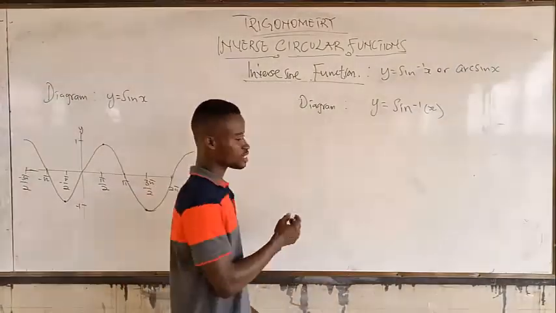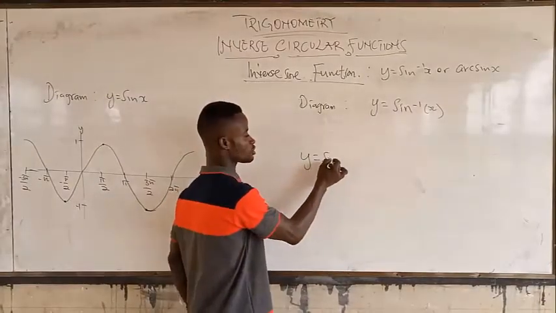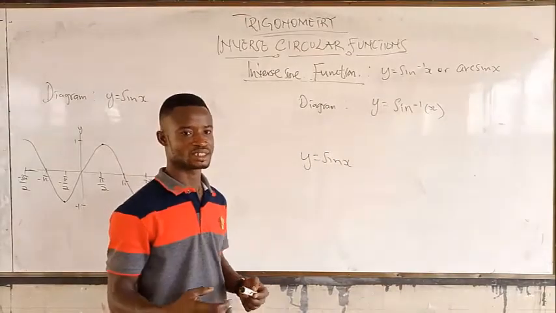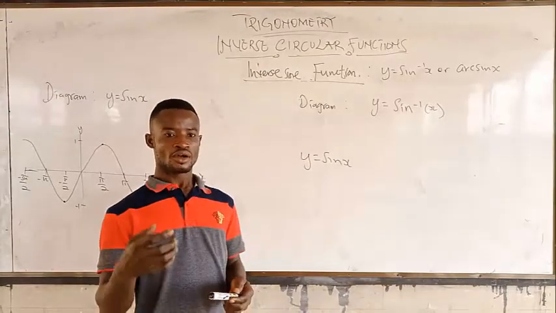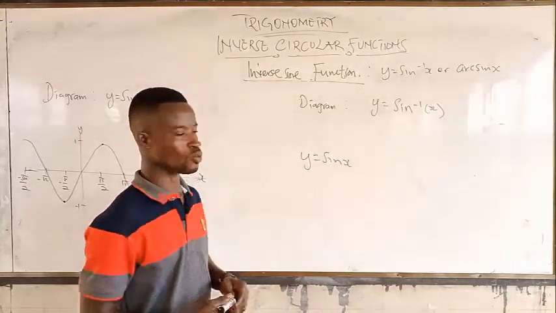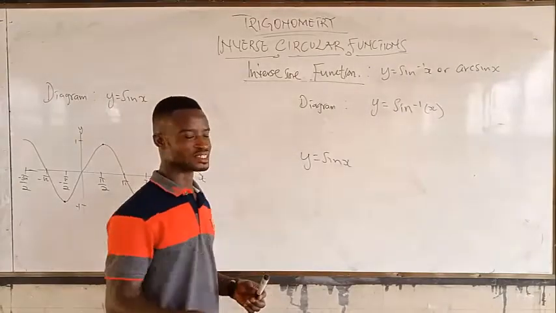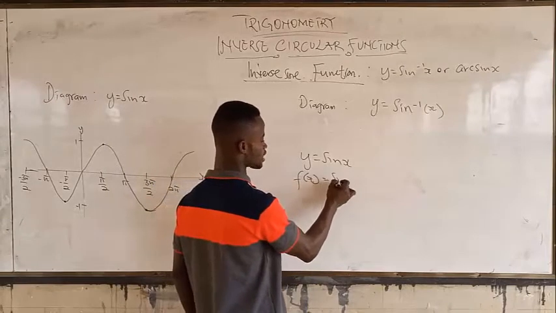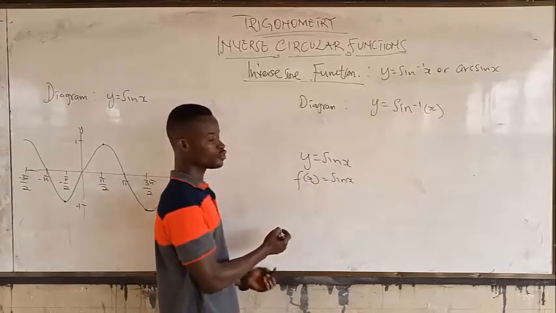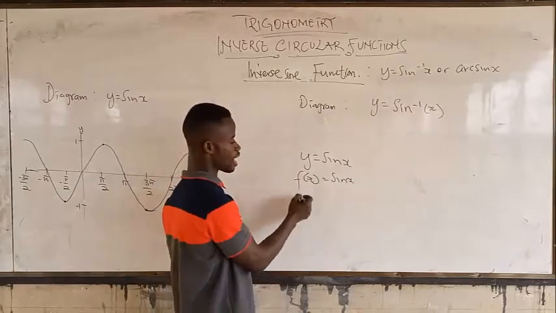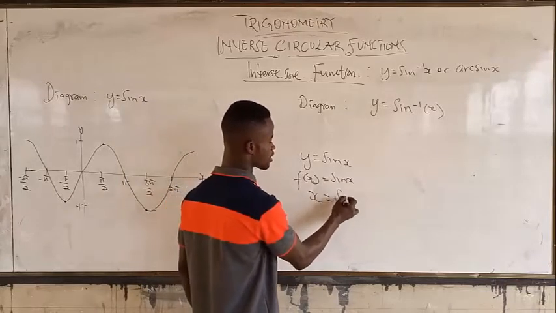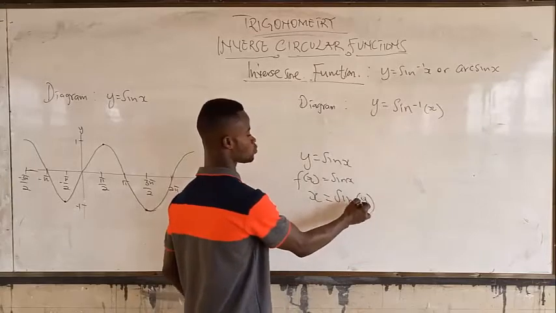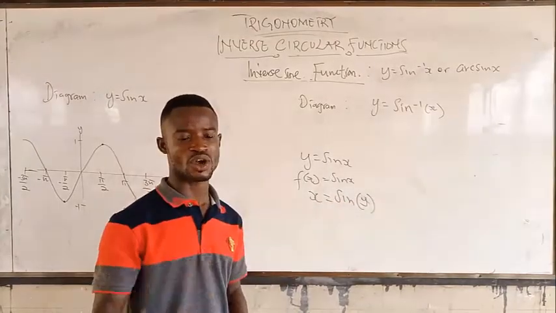The first thing is that if you have y equal to sine x and you want to get the inverse from it, you replace f of x with y and interchange x and y. So f of x is equal to sine x. Then you move on again. When you see y, put x there. When you see x, put y there. Then you solve for y.